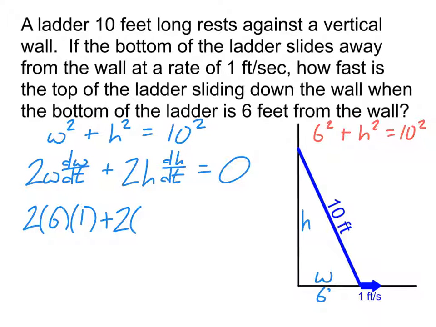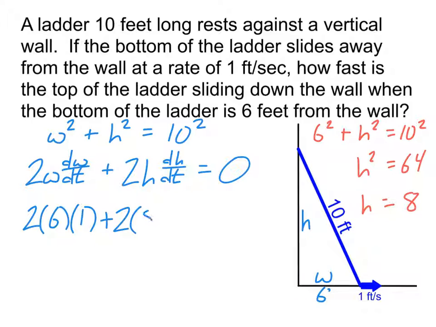Now let's actually solve that for h. So of course we square each term, and then I subtract 36 from both sides, so that gives me h squared equals 64. Therefore the height must be 8. Obviously the height can't be negative 8, so we don't need to worry about the negative solution as an option.